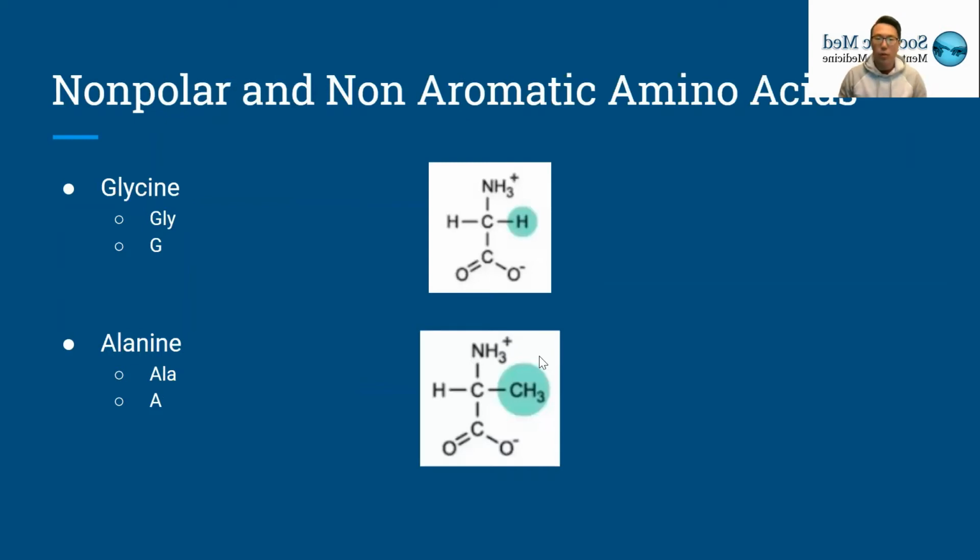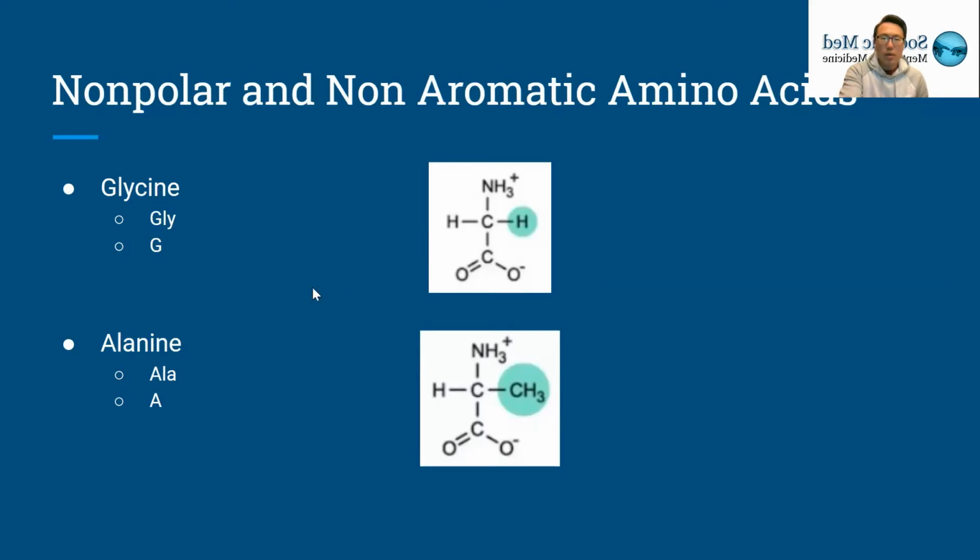So now I'm going to go over the 20 different amino acids. They're split into different groups. The first group I'm going to go over is the nonpolar and non-aromatic amino acids. So nonpolar, they're usually made of carbon and hydrogens because they're aliphatic chains, and they're also non-aromatic because they're not conjugated.